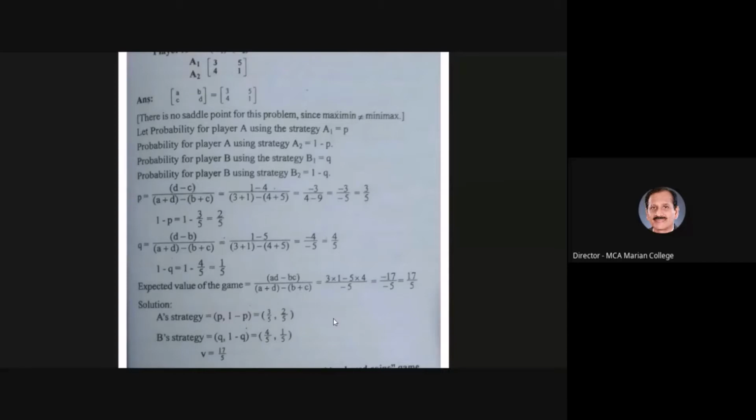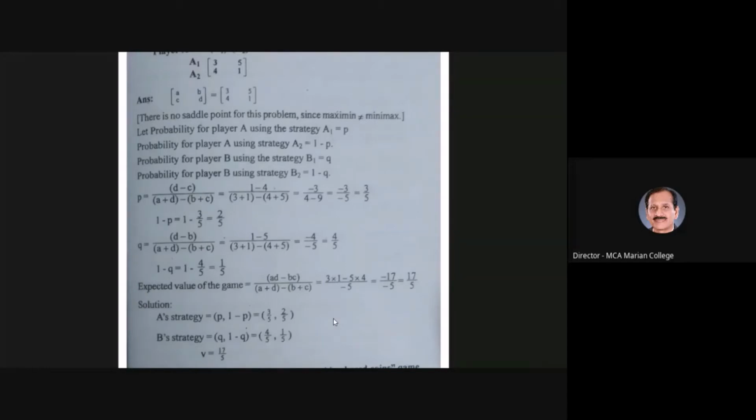B strategy means we will choose B1 with a probability 4 by 5 and B2 with a probability 1 by 5. And the value of the game is 17 by 5. So this is the second method.